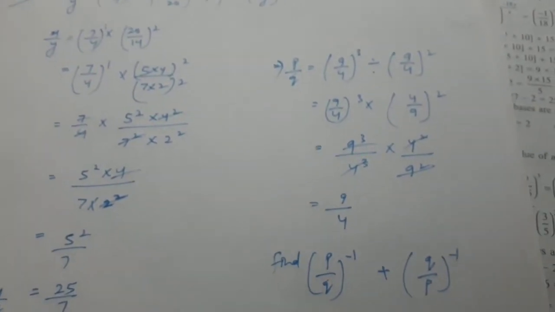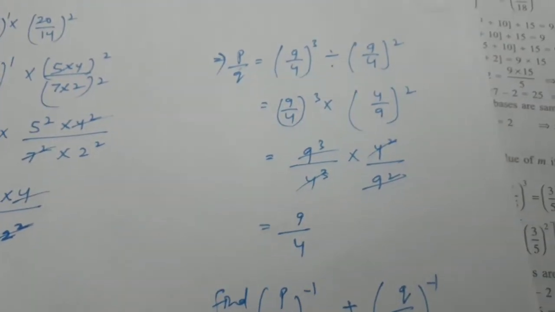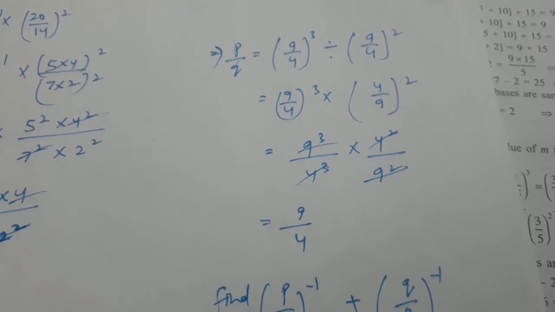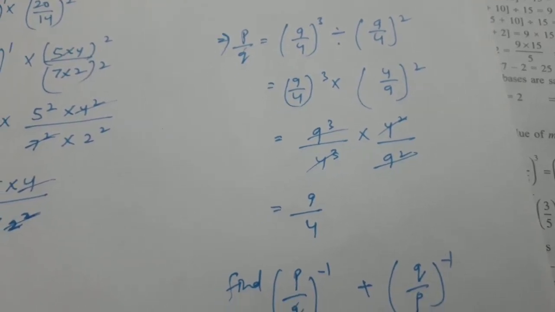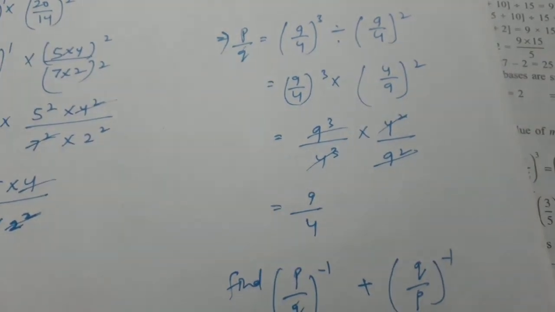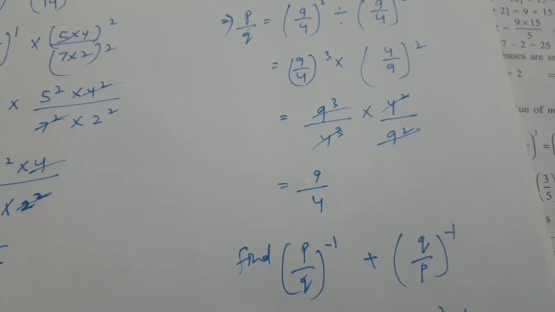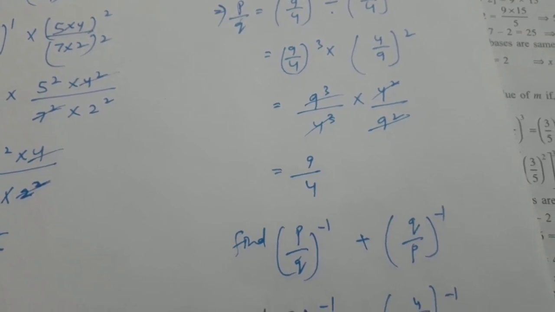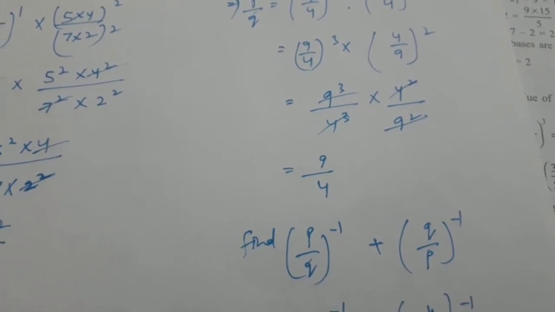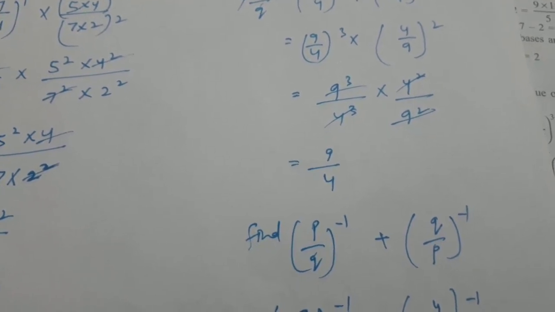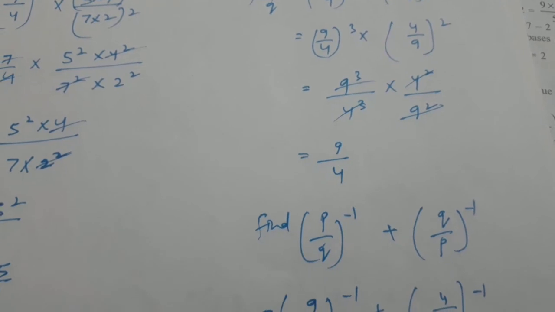For solving it, we will assume p by q equal to (9 by 4) raised to the power 3 divided by (9 by 4) raised to the power 2. That is (9 by 4) raised to the power 3 multiplied by (4 by 9) raised to the power 2. So we can cancel 9 raised to the power 3 by 4 raised to the power 3 with 4 raised to the power 2 by 9 raised to the power 2. After cancellation, we will come out as 9 by 4.